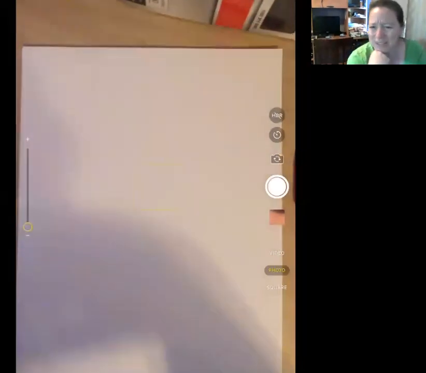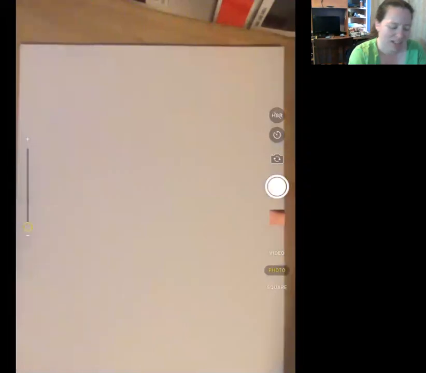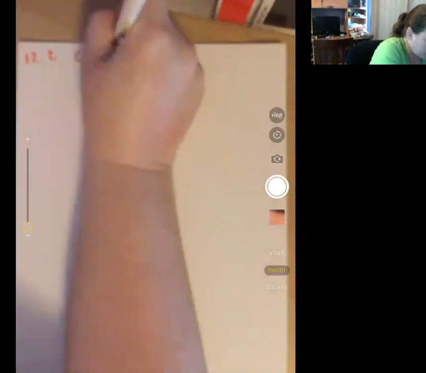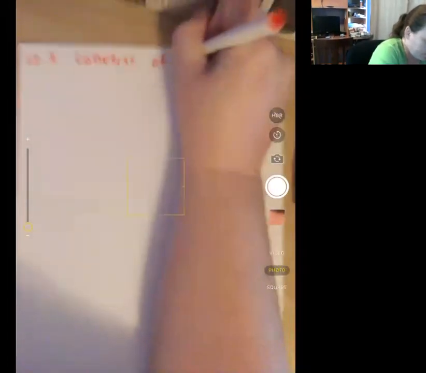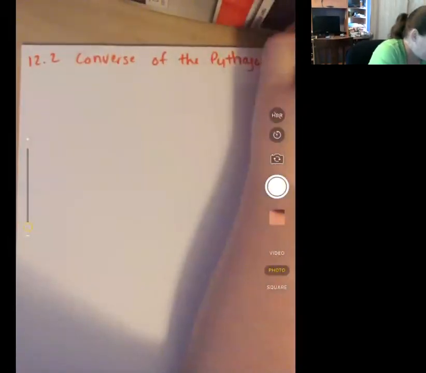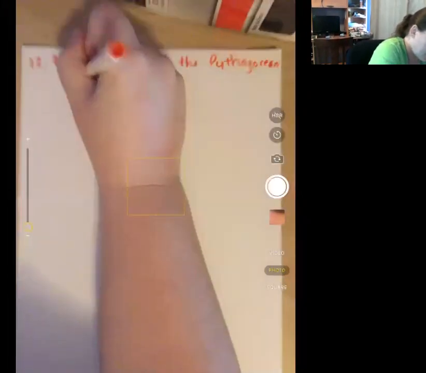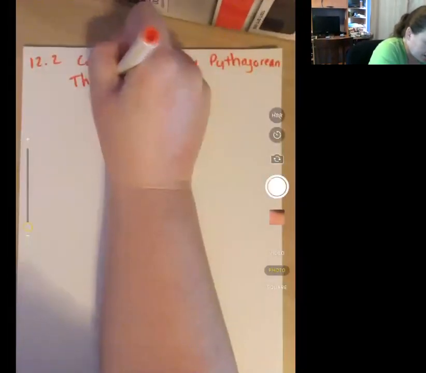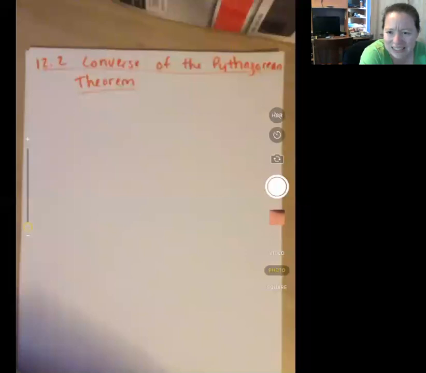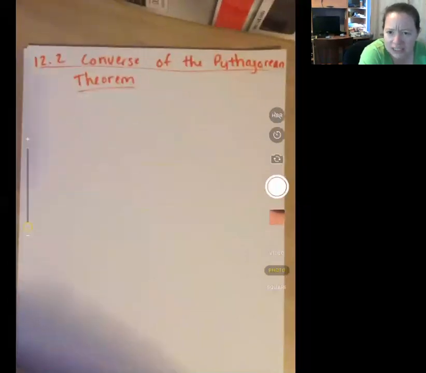Hi guys, I'm going to be totally honest with you here. I know this is 12.2, the converse of the Pythagorean theorem. But I think they're trying to make this out to be way more complicated than it actually is. Basically, all they're talking about in this section is how can I test if a triangle is a right triangle?